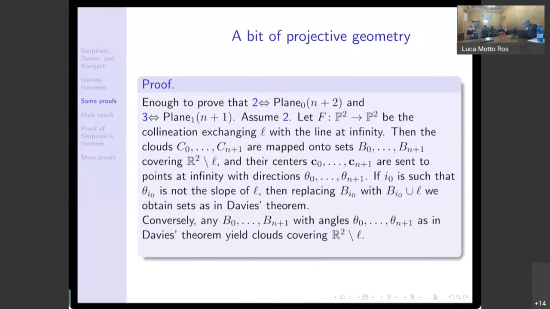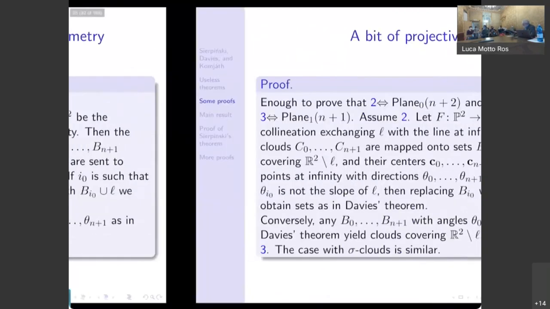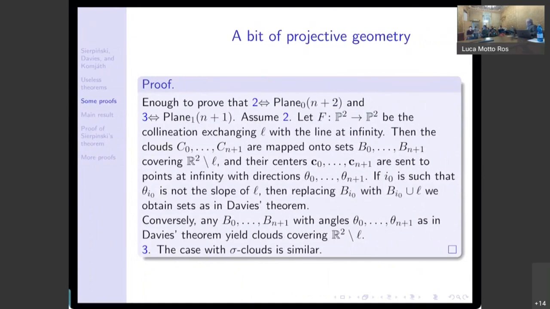Conversely, given any B_0 through B_{n+1} with angles θ_0 through θ_{n+1}, you do the same thing backwards and you get the class. So these two theorems are the same theorem. The case with sigma clouds is the same. So the two theorems are really the same theorem. Okay, but it's true that I changed a bit because I'm trying to cover the plane minus L.